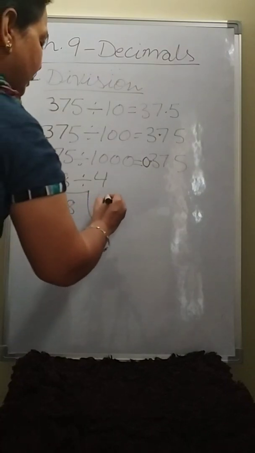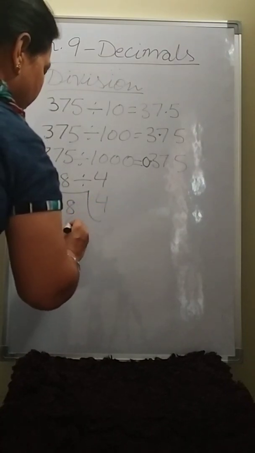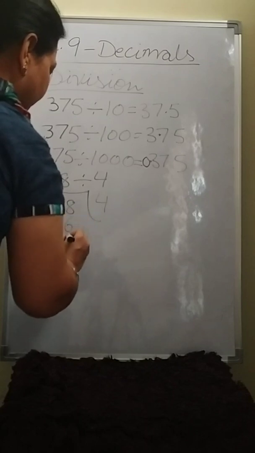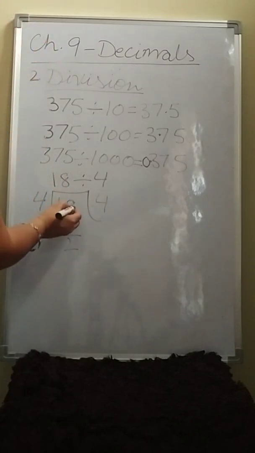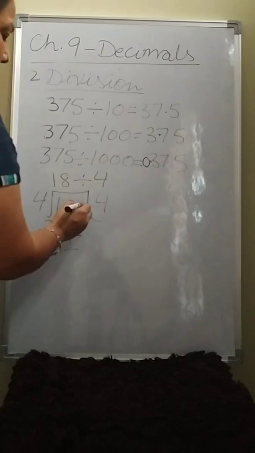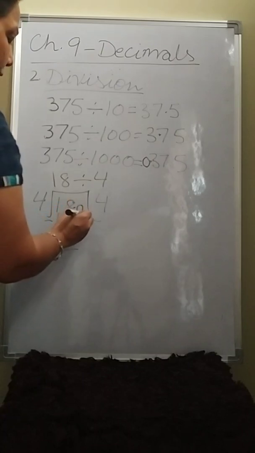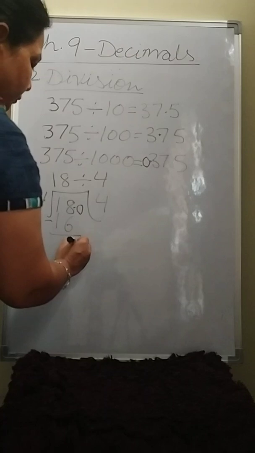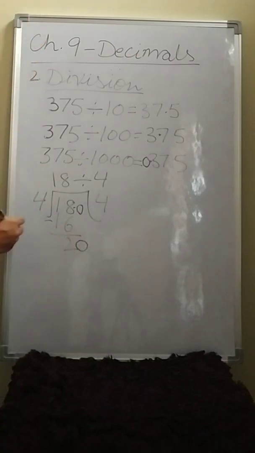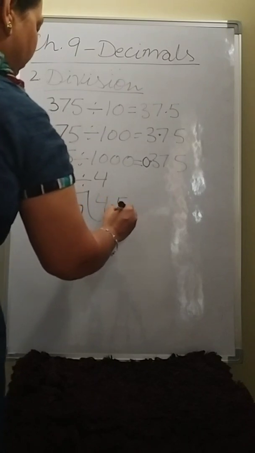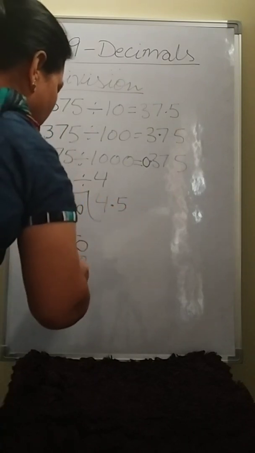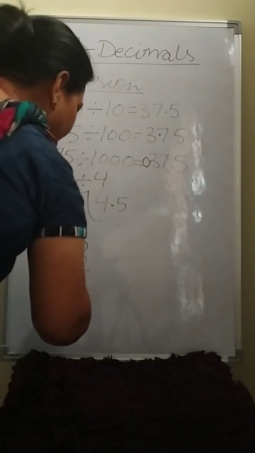4 4s are 16. 8 minus 6 is 2. The sum is not complete. You will put a point here and write 0 here. This 0 will be brought down. Now this is 20, so you will put a point here. 4 5s are 20. So what is the answer you get? 4 point.